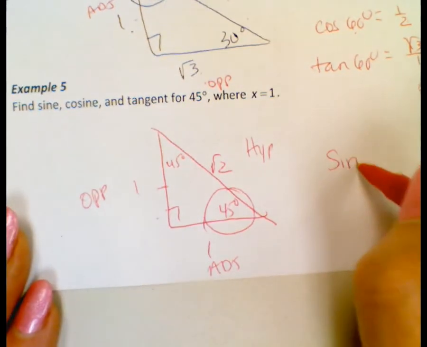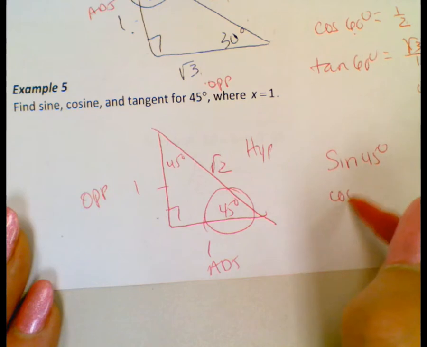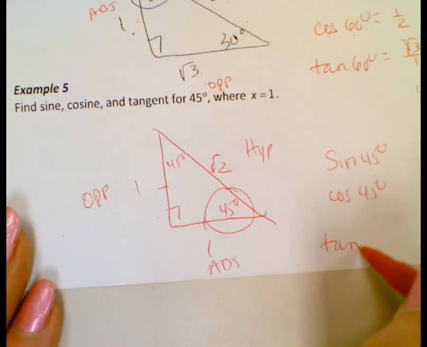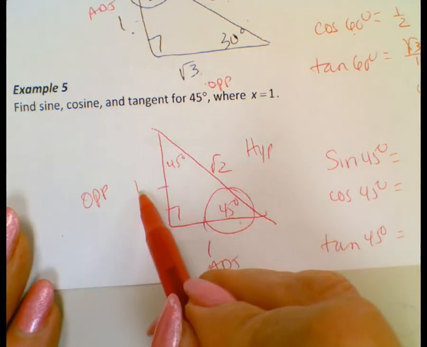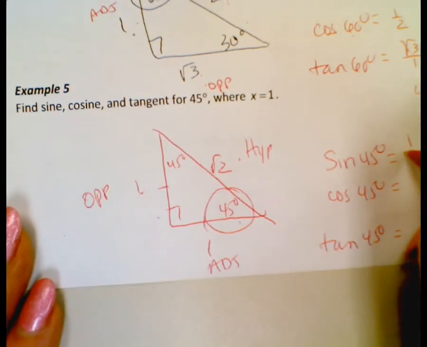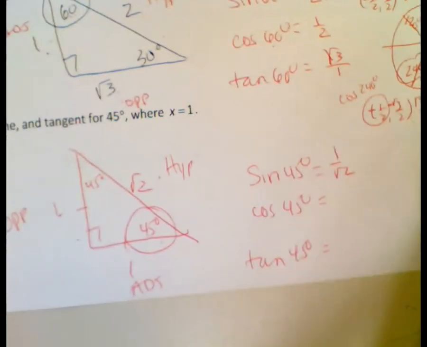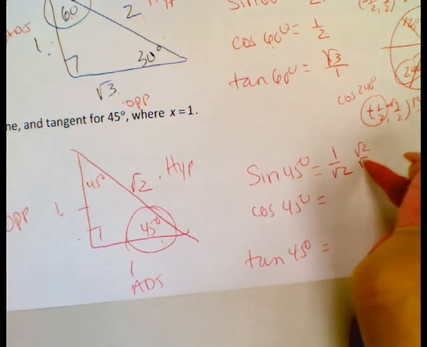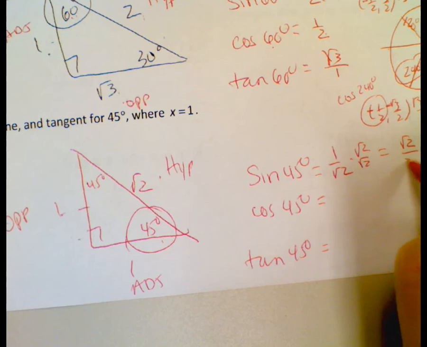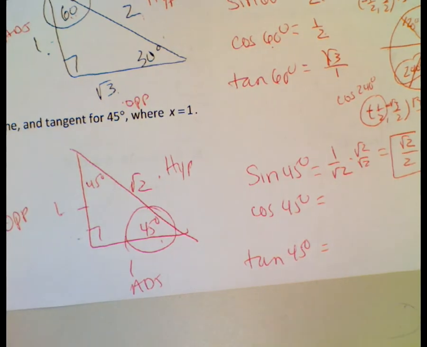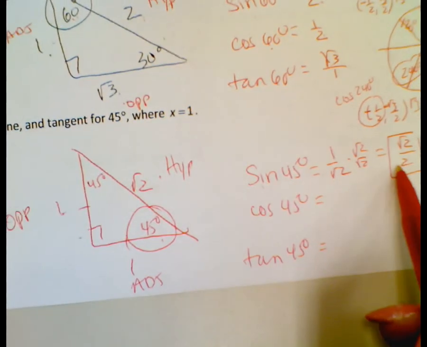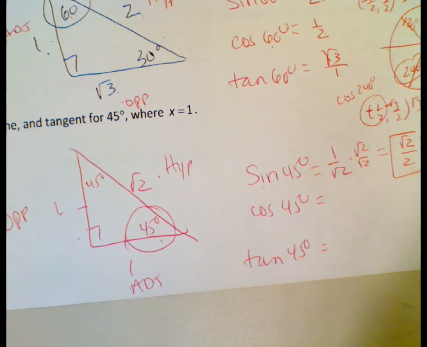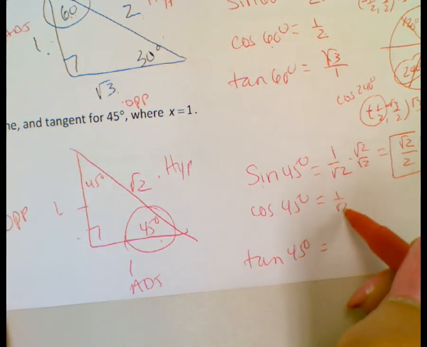So we have sine of 45, cosine of 45, tangent of 45. Well, the sine of 45 is opposite over hypotenuse, which is 1 over radical 2. Can you guys rationalize that? Multiply top and bottom by radical 2. So it's radical 2 over 2, which, by the way, is about 0.707. If you typed in sine of 45, you should get about 0.707, because that's what radical 2 over 2 is. The cosine of 45 is the same thing.